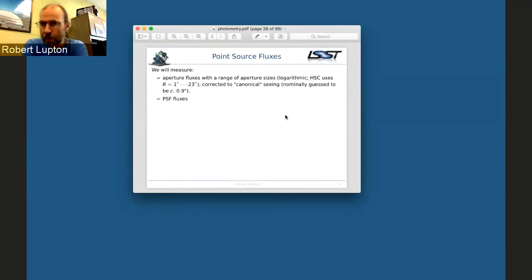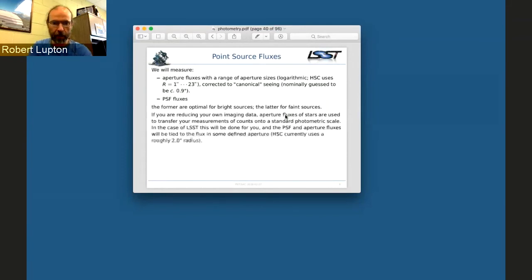And we will measure PSF fluxes. So those are the two fundamental things we do for point sources. And of course, the former are optimal for bright sources, the latter are optimal for faint sources, where the difference is whether the photon noise from the object or the photon noise from the sky background dominates. Okay. This is an example where survey astronomy is very different from going out to a small telescope and taking your own data, because LSST is responsible for putting the count measurements onto a standard system. So we are responsible for handling the PSF and aperture flux, aperture corrections, and tying us down to a well-defined aperture.